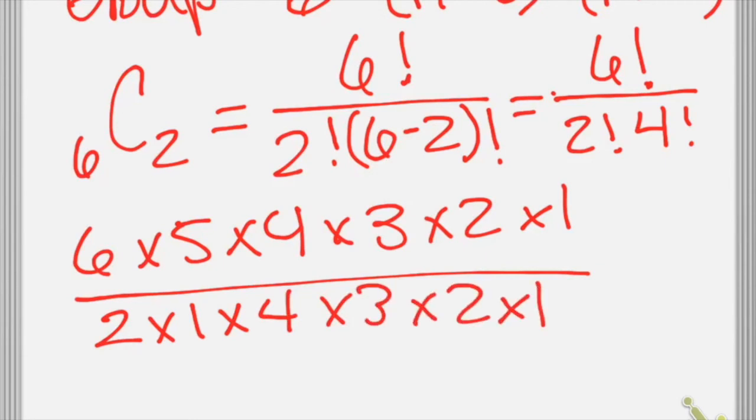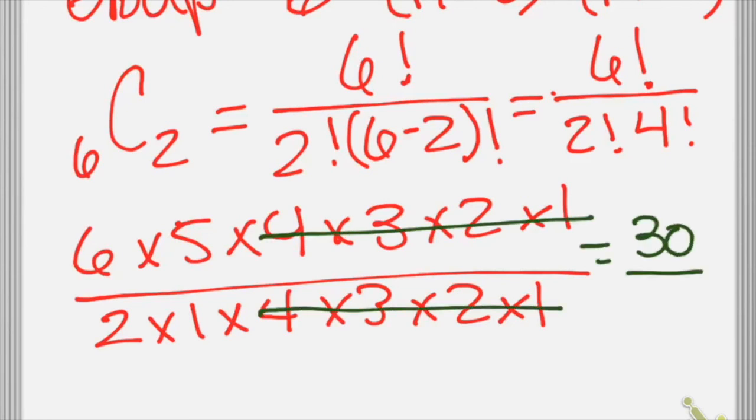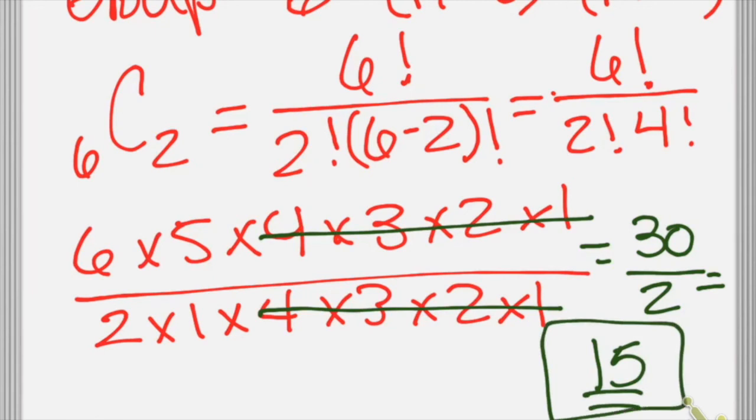So once I start reducing here, 4, 3, 2, 1, 4, 3, 2, 1, I'm left with 6 times 5 or 30 divided by 2 times 1, which is 2. And so now there are only 15 possible pair combinations from that group of 6.